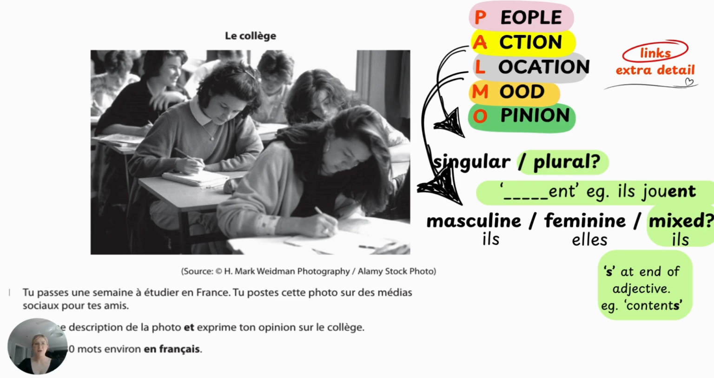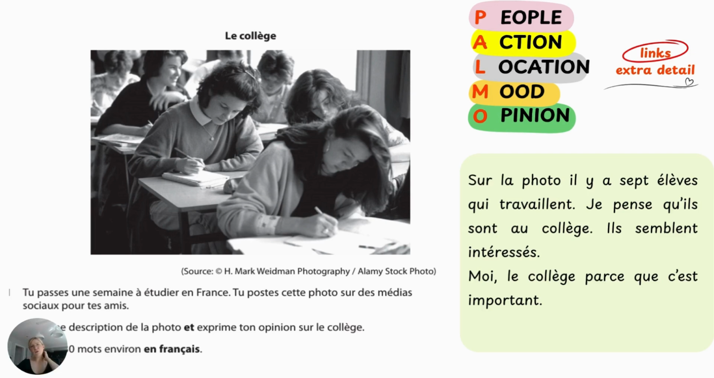Right, so hopefully you've had some time to give that a go. I will show you what I wrote. Obviously, if yours isn't exactly the same, that's fine. They're not going to be exactly the same. Here we go. I wrote, sur la photo, il y a 7 élèves. On the photo, there are 7 students qui travaillent. I could have said beaucoup d'élèves, right? A lot of students if I'd wanted to as well.